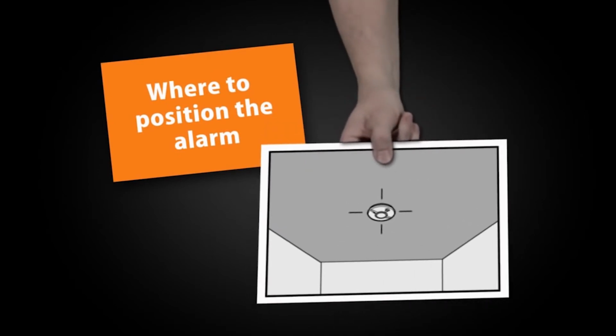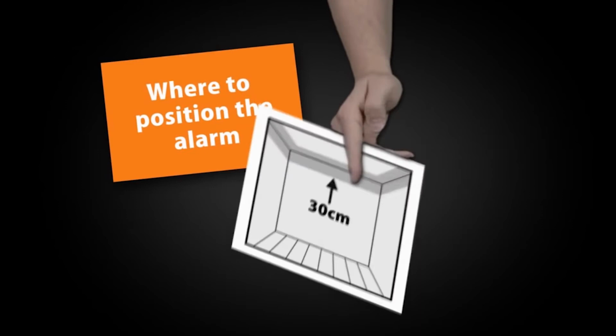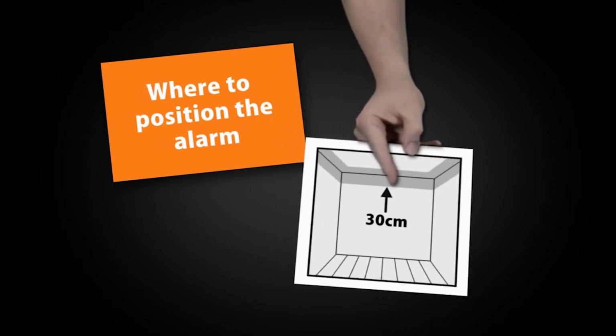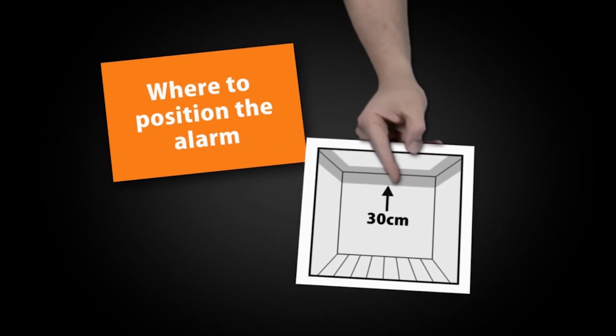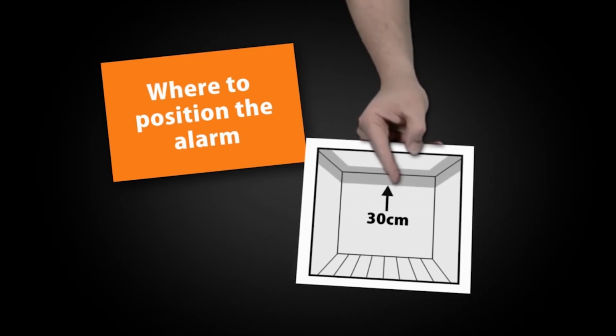Slap bang in the centre of the ceiling is the best place to fit your alarm. Make sure that you are at least 30 centimetres away from the walls and any light fittings. If fitting on a wall, ensure it is more than 30 centimetres from the ceiling.